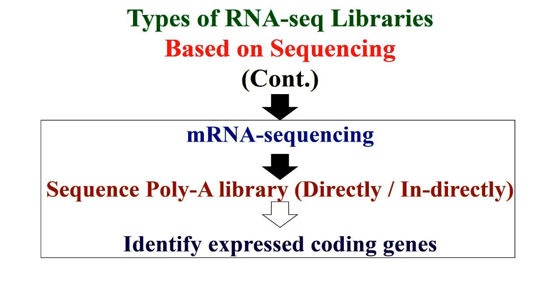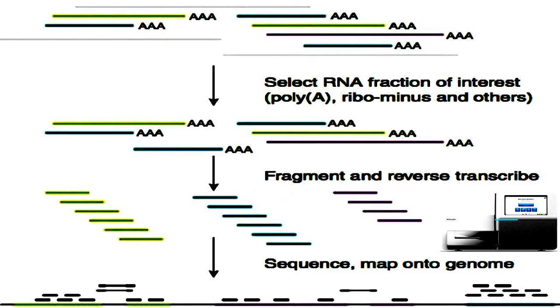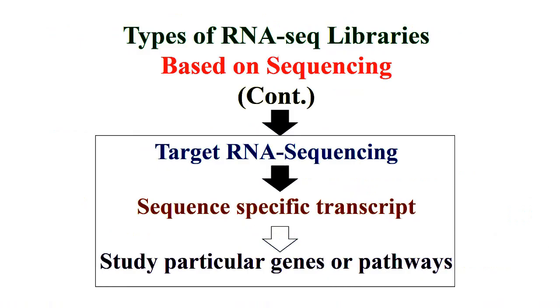While mRNA sequencing sequences the poly A library, directly or indirectly, to identify expressed coding genes, as mentioned in the next slide. Whereas targeted RNA sequencing sequences specific transcripts, to study particular genes or pathways, as mentioned in the next slide.